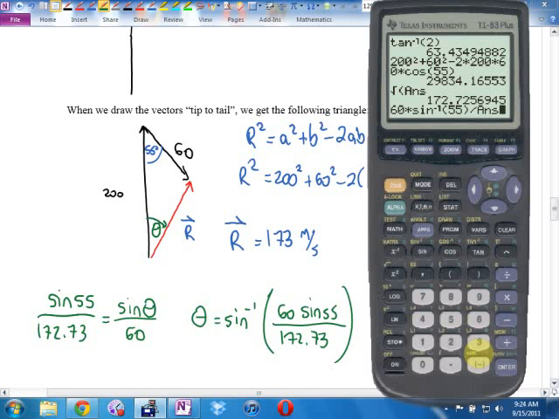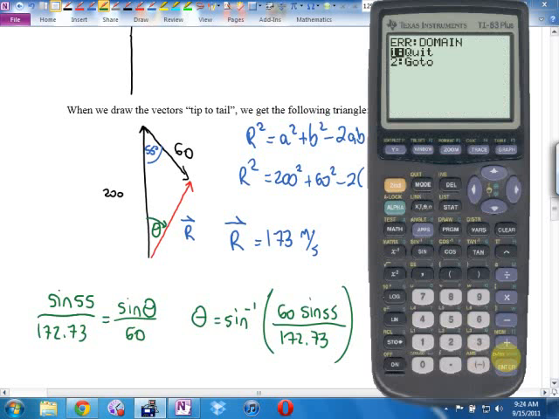I did inverse sine for some silly reason. Let's try that again. And I get the sine of theta is 0.284551501. How do I find theta? Inverse sine of this puppy. And I get, do you get 16.5 degrees? 16.5 degrees. That's what the radar, let's see.